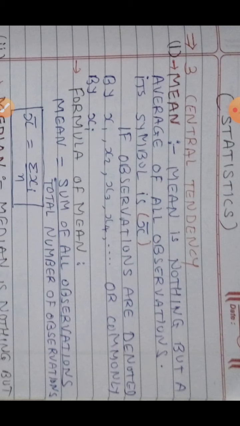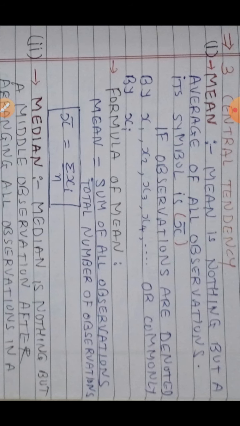N is the symbol of the total number of observations. Suppose you attempted 10 tests and you obtained 10 marks in different tests, then your n equals 10. And xi's value may be different in different tests. So x bar is equal to sigma xi upon n. That is the formula of mean. Now what is median?